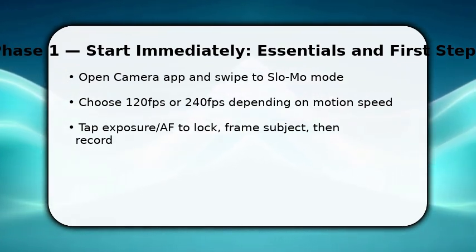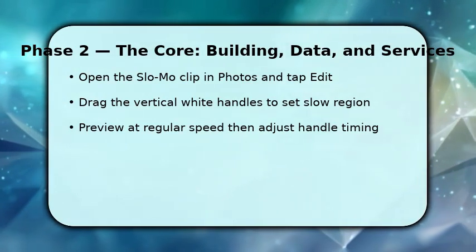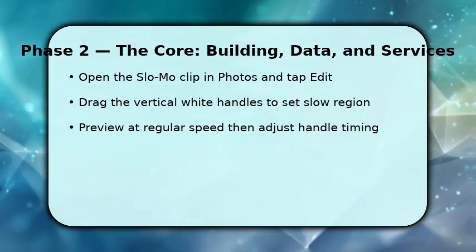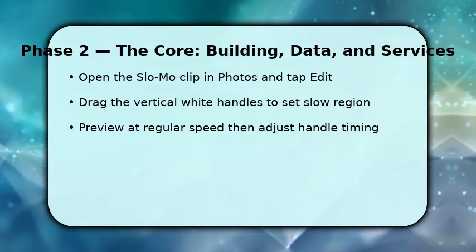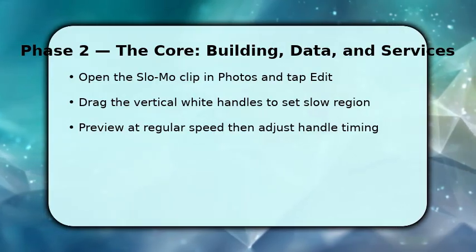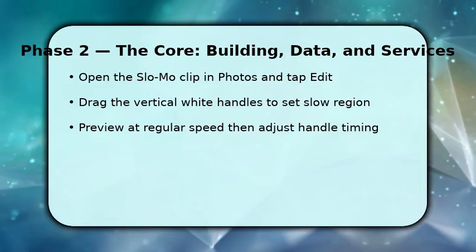You'll edit in Photos. Tap the slow-mo clip and choose Edit to reveal the timeline. Drag the two vertical white handles inward to define the slow region. The area between them plays at reduced speed while the outside plays at normal speed. Make short adjustments and preview each change. This lets you balance drama and context.